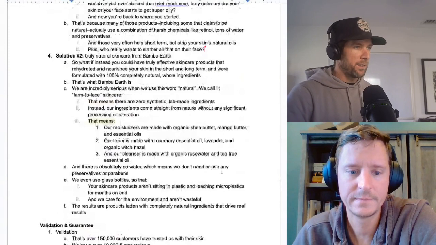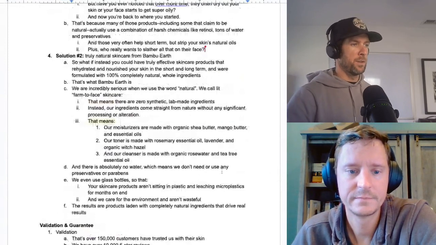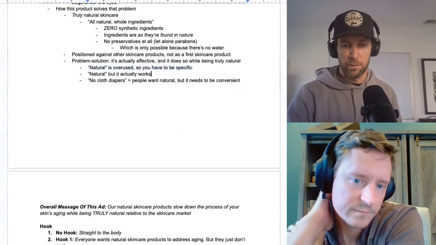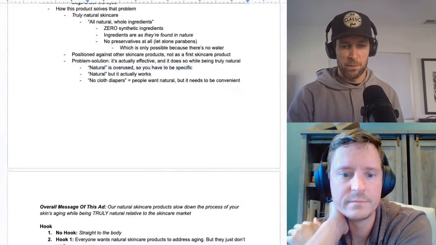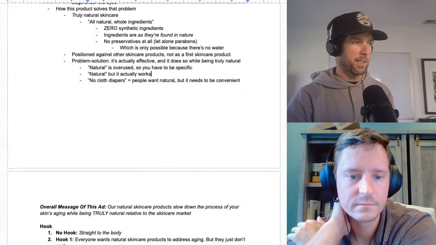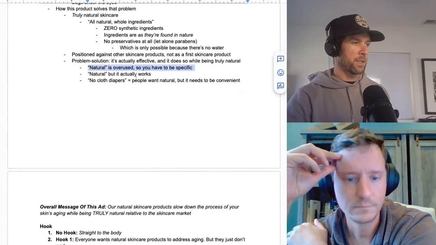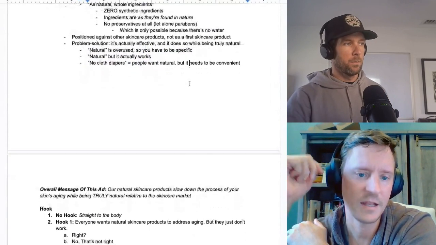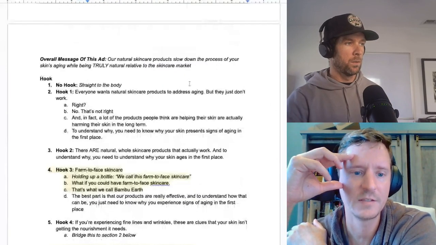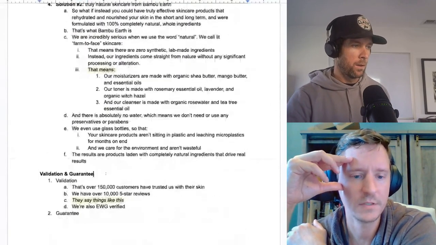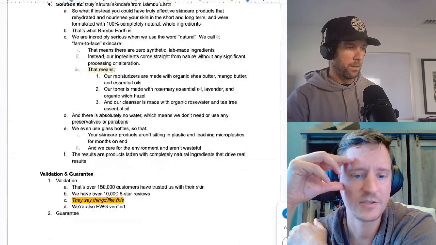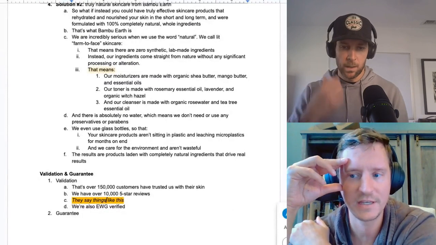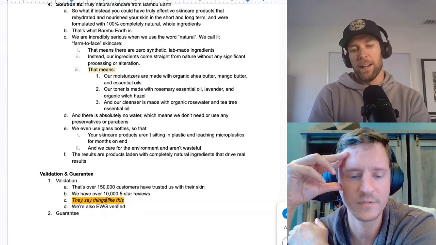So I don't think so. We said natural's overused, so you have to be specific. We accomplished being specific below by referencing some of the products specifically, the farm to face, and some of the specific ingredients. Yep. Natural, but it actually works. It needs to be convenient. I'm not sure that is more like a product development ethos. I don't know that they assume it's convenient until you demonstrate otherwise, I guess. They assume it's like other skincare they've tried. Yeah, so I'm not sure we have to specify that. I agree.